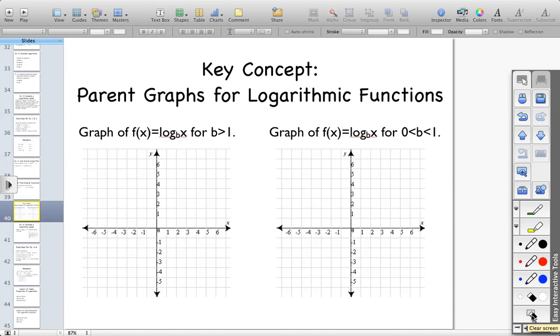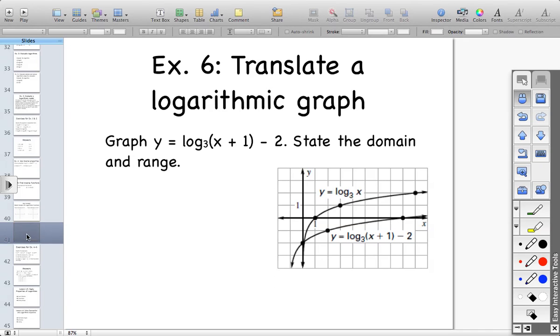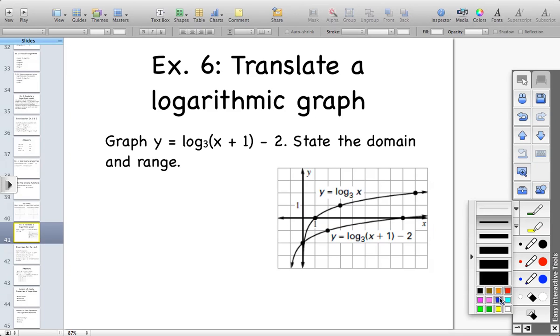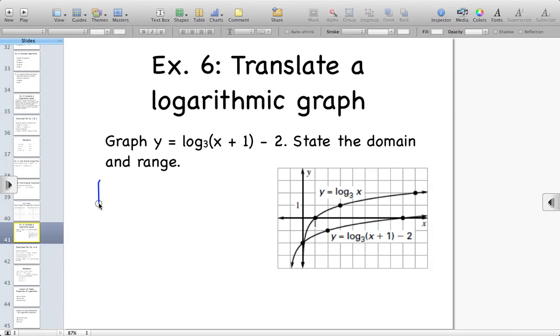Okay, so now let's actually put this into practice, and we're going to graph a function. When we graph this, again, we don't really want to worry about what's going on with the x plus 1 minus 2. Let's just take a look at what happens when we have just log base 3 of x. Now notice the base is 3, so we can't really type this into your graphing calculator. So you might be thinking to yourself, oh my gosh, what am I going to do?